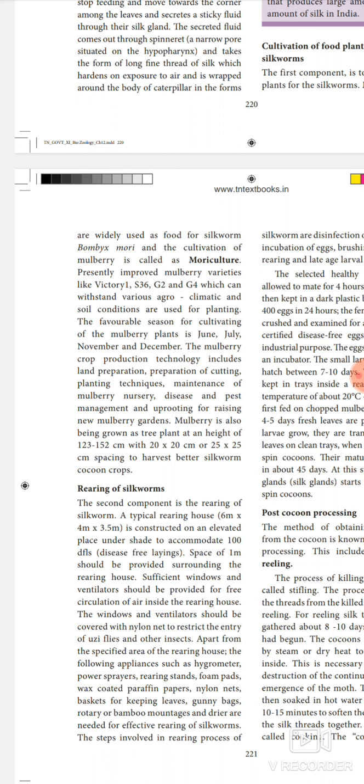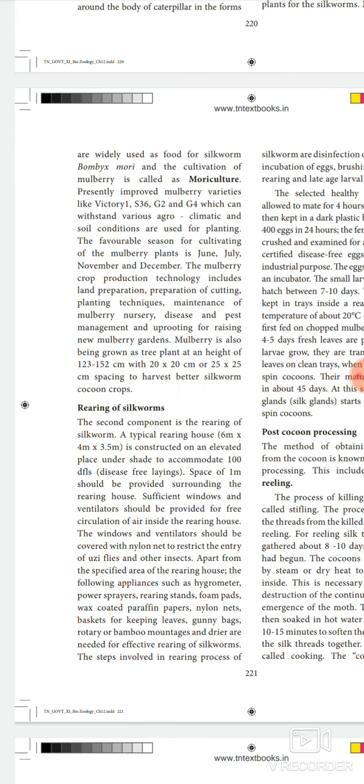Improved mulberry varieties like Victory 1, that is S36, G2 and G4, which can withstand various agroclimatic and soil conditions, are used for planting. The favorable season for cultivating the mulberry plant is the months of June, July, November and December. Underline that.